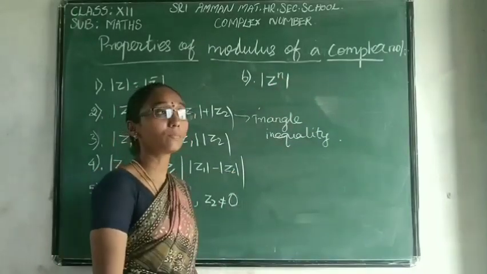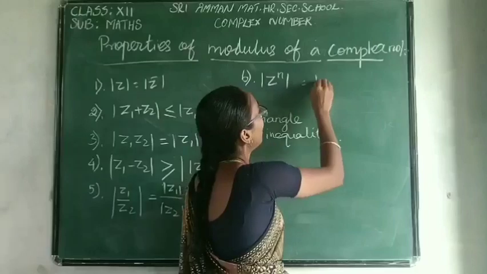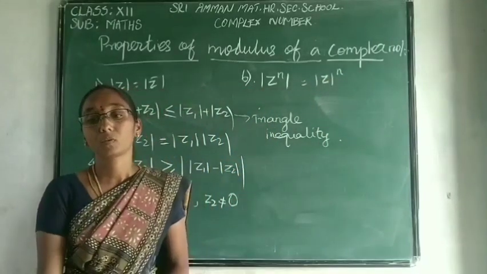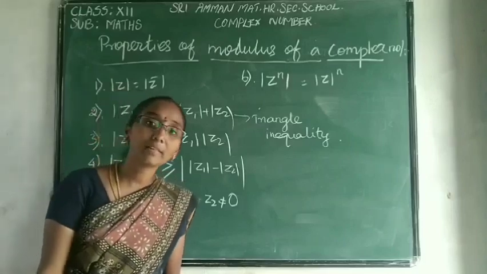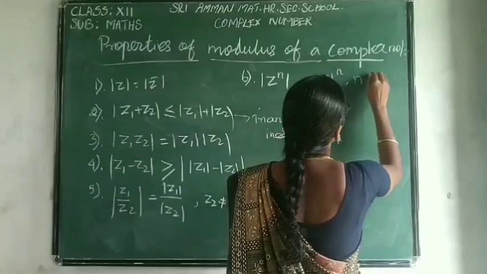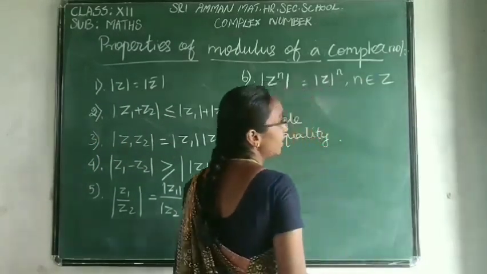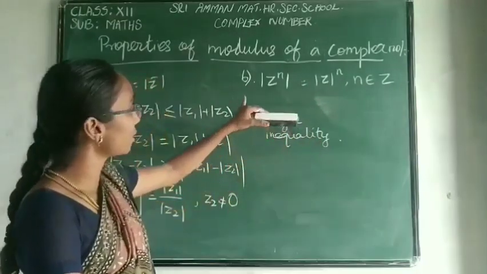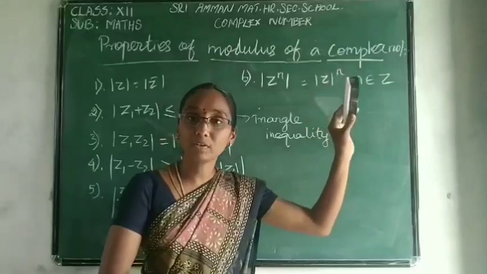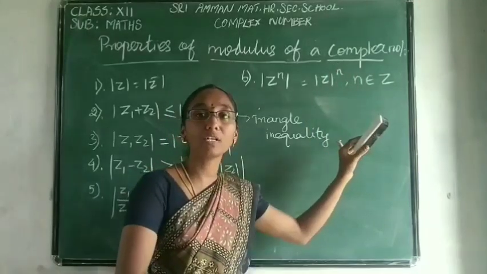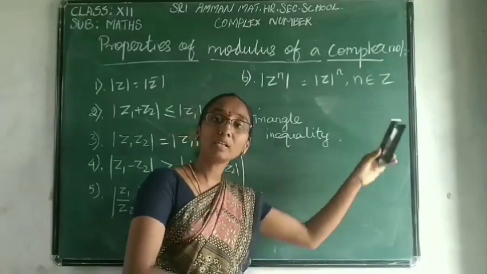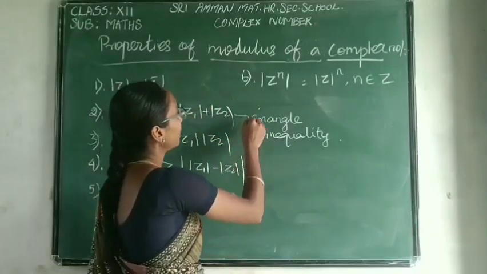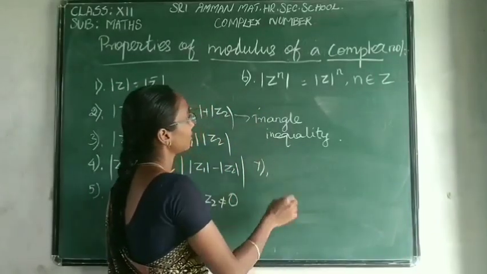Modulus of z^n equals modulus of z, the whole power n. Here n is an integer, n belongs to the integers. Do you understand? The sixth property is modulus of z^n equals modulus of z, the whole power n. And then the seventh property.